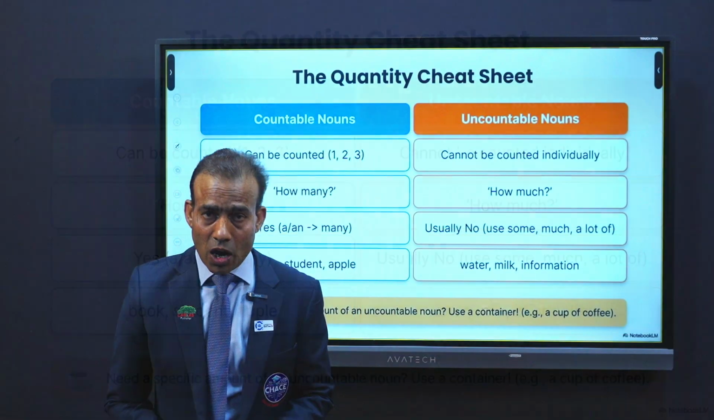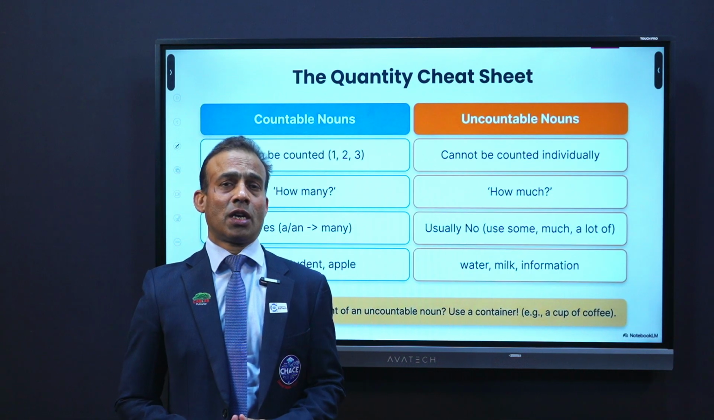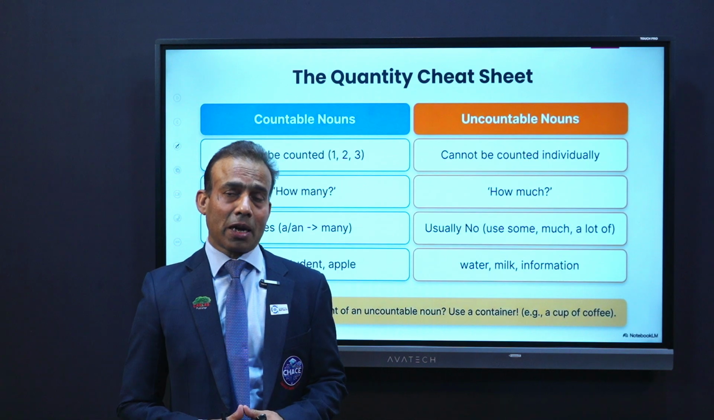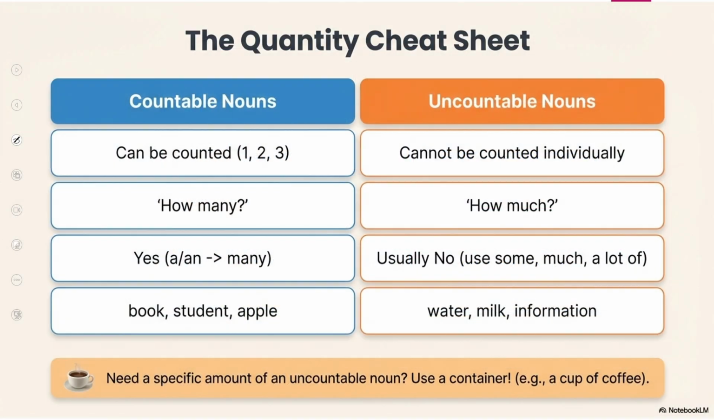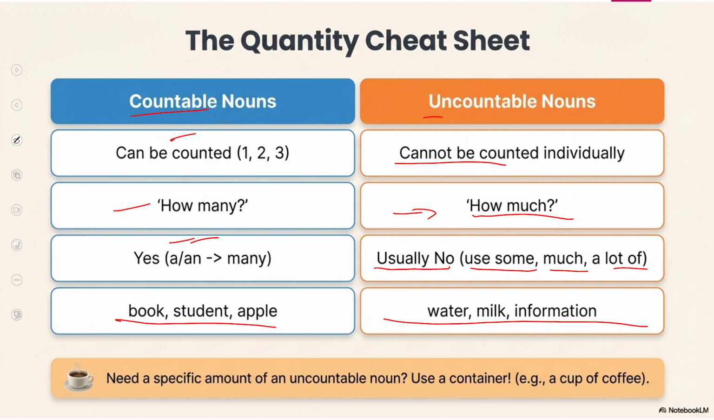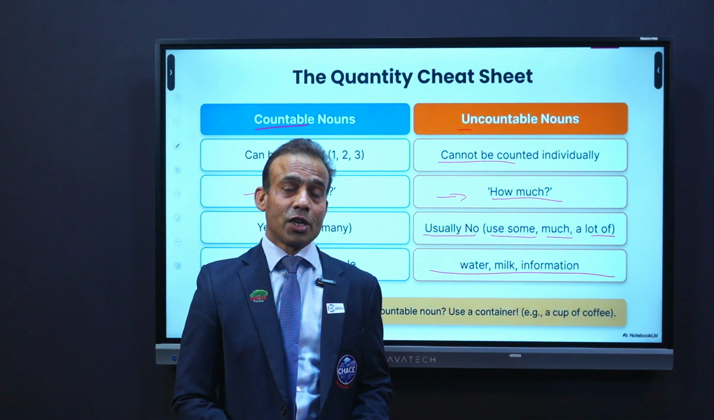Now, dear student, after discussing and understanding all these things, we are at the stage of the recapitulating of the whole lecture. Look at this, countable nouns and uncountable nouns. You know, countable noun can be counted and we can judge by how many. Yes, we can use a or an with them, and these are the examples. On the other hand, uncountable nouns can't be counted and we can identify with the question how much. We usually use some, much, a lot of. And examples are what? Water, milk, and information.